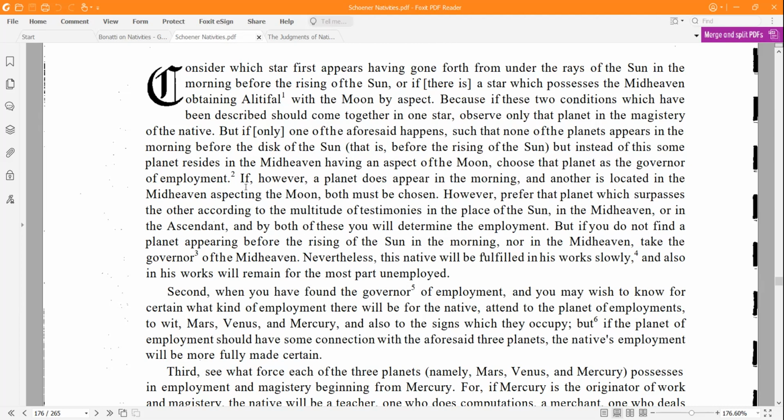Right? So the planet has to have an aspect to the moon. Why would we not use the moon as the governor? And why would we want the planet that the moon is aspecting? Any idea? Horary says that the moon shows what's going to happen, the status of the event. So if you read it like horary... actually, I don't know. Well, no, you're close.